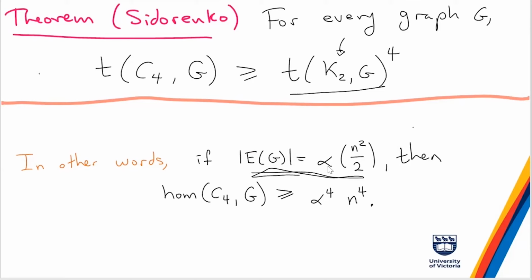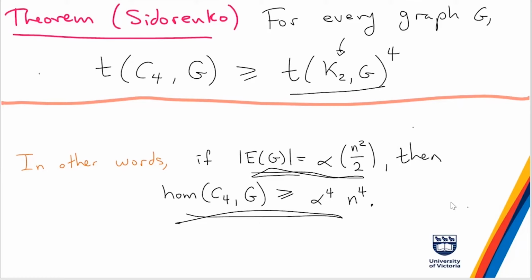If the number of edges is alpha n squared over 2, then the number of homomorphisms of C4 into G will be at least alpha to the 4 n to the 4. That's actually equivalent to what we've written here. And that kind of gives you an idea of how many copies of C4 G has. Okay, it's not copies, it's homomorphisms. But homomorphisms, like I'm saying, it's kind of like counting copies.